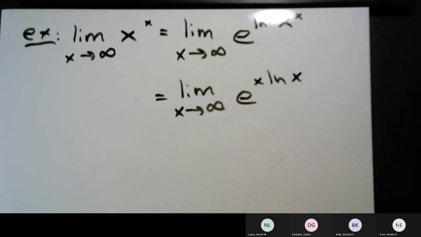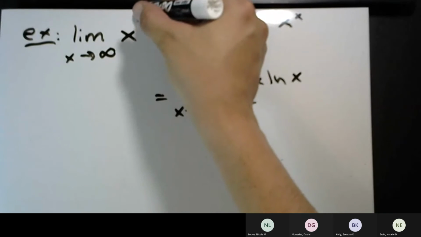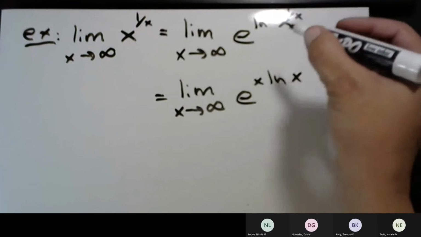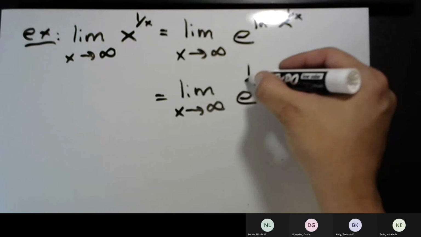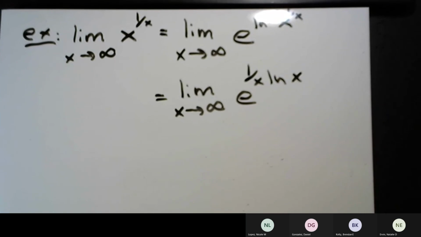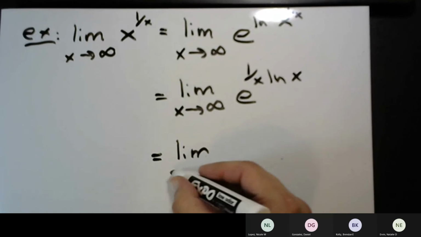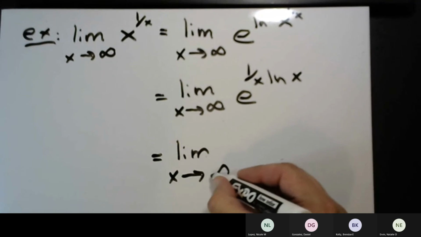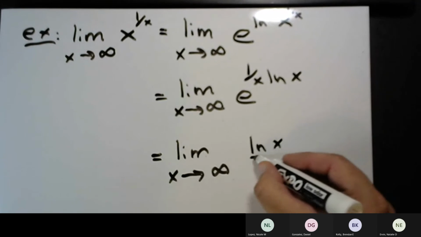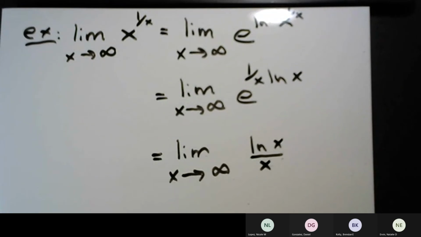So we have something like this. And so what we can do, oh, sorry, it's a 1 over x, my apology. Give you a second to correct your notes there. So we have x to the 1 over x. And this will simplify down to ln of x over x.